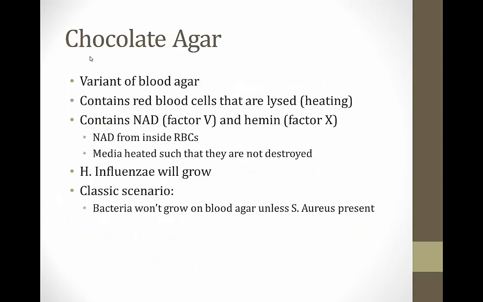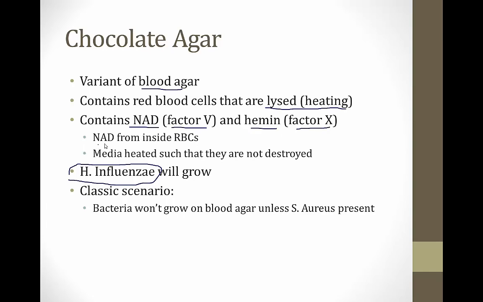Next, let's talk about chocolate agar. Chocolate agar is the agar used for H. influenzae, and you should always remember that. It's a variant of blood agar. It contains red blood cells, but they've been lysed by heating. And when you lyse red blood cells, they spill two important factors that H. flu needs to grow. The first one is NAD, which is also called factor 5, and the second one is hemin, which is also called factor 10.